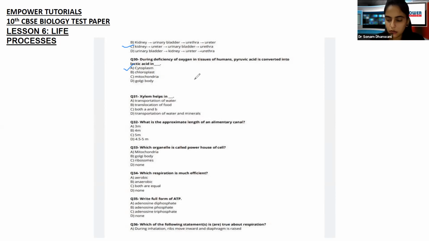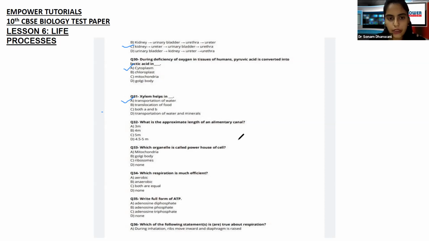Okay? Yes, going ahead. Xylem helps in. What does xylem help in? Xylem helps in transportation of water. Remember, xylem does not play the role of translocation. Wherever there is translocation, it is going to be the phloem. Okay, phloem does the function of translocation. Xylem does the work of transportation.